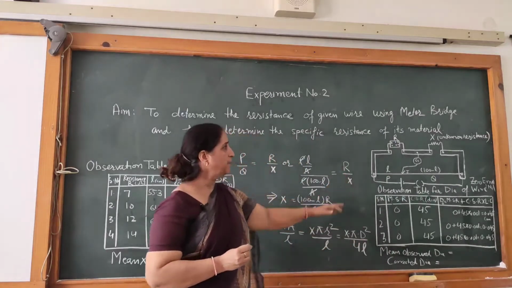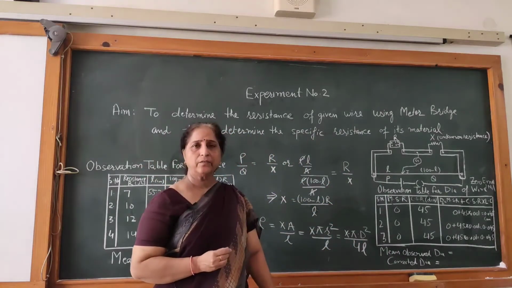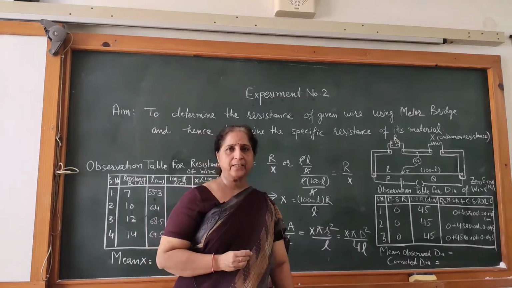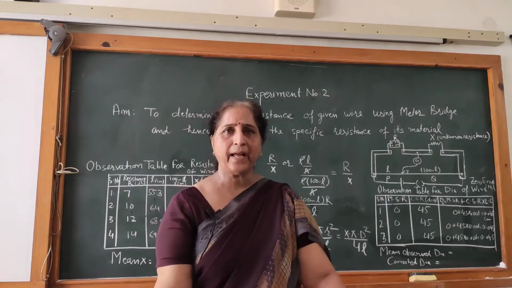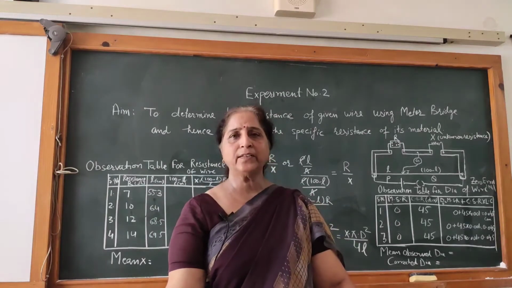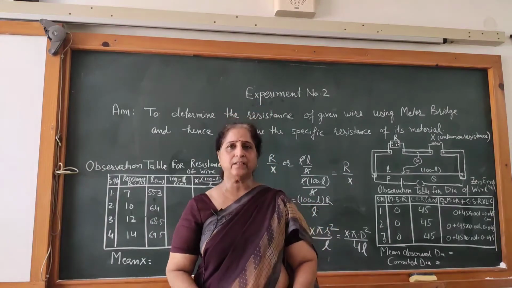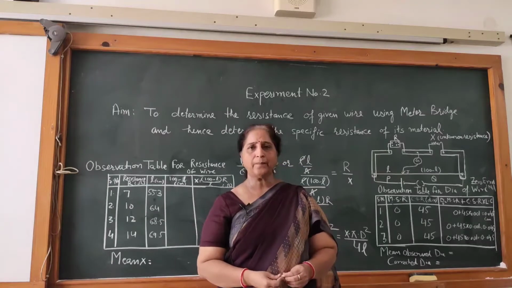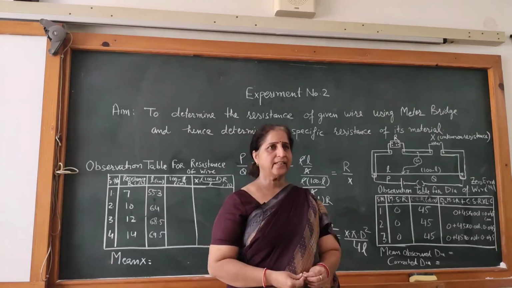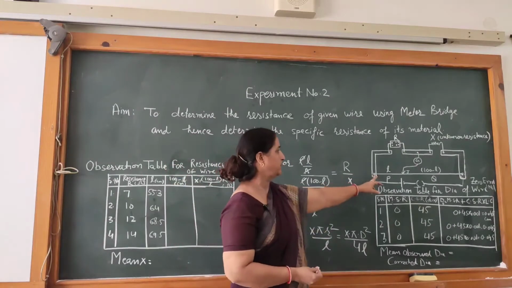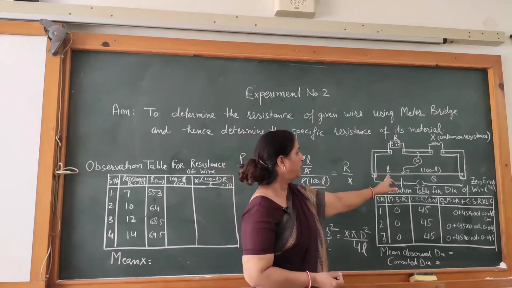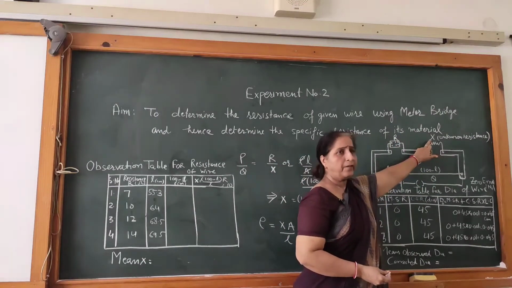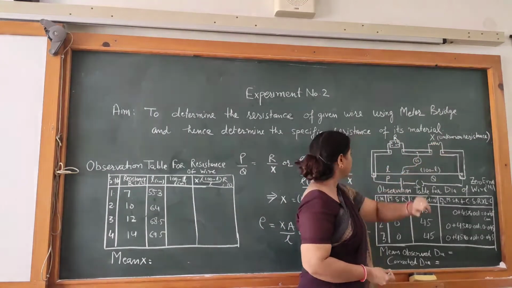As this meter bridge is based on the Wheatstone bridge, and in the Wheatstone bridge we have studied that when the bridge is balanced, then the four resistances are related to each other by the relation P upon Q is equal to R upon S. The same thing will be applicable here. That's why I have written P, Q, R, and in place of S I have taken X.